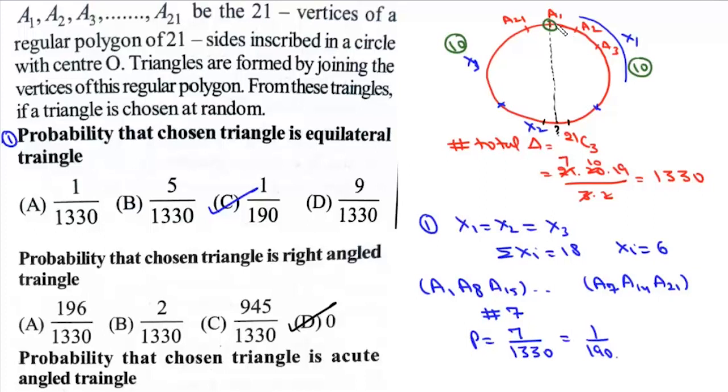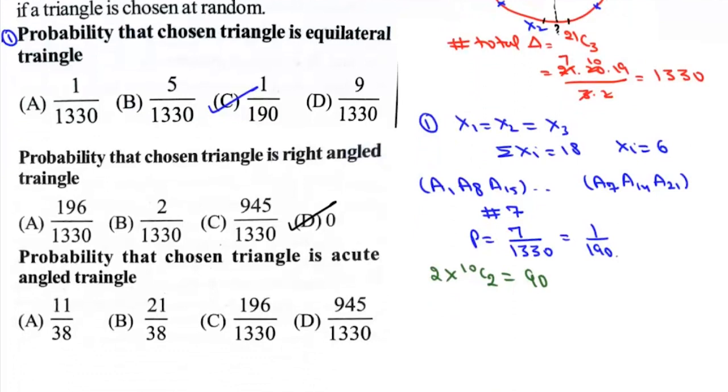Now, the number of obtuse angle triangles that can be formed having one of the vertices as A1 will be 2 into 10C2, which is 90. Now we have 21 such vertices. So the total number of obtuse angle triangles that can be formed will be 21 into 90 divided by 2.